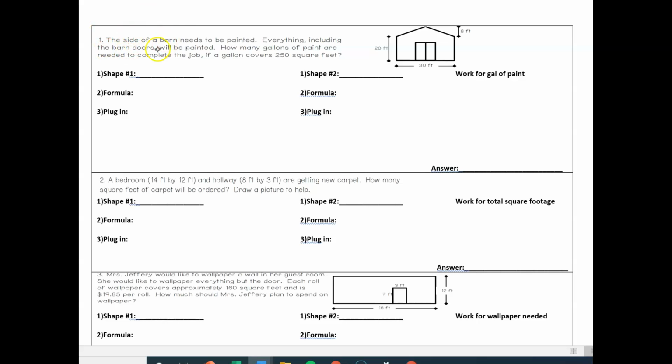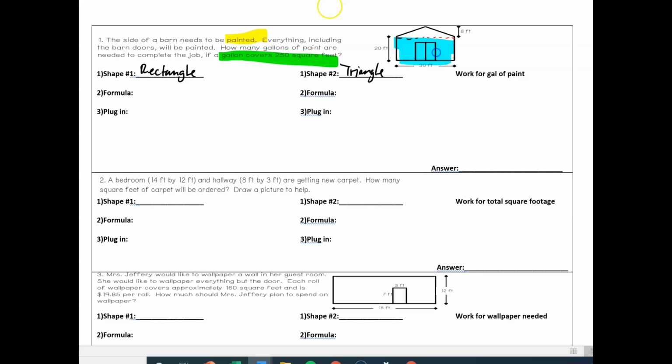It says the side of a barn needs to be painted. Whenever you're thinking paint, we should think area right away. Everything including the barn doors will be painted. How many gallons of paint are needed to complete the job if a gallon covers 250 square feet? So it's not just how many square feet do you need, but then it's like, okay, based on all those total square feet, how many gallons of paint are you going to need? So our first shape is definitely a rectangle, and our second shape is a triangle.